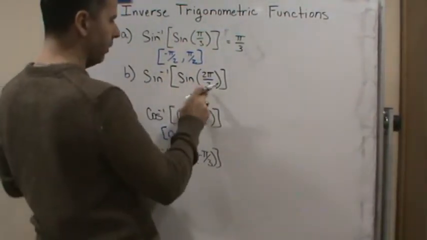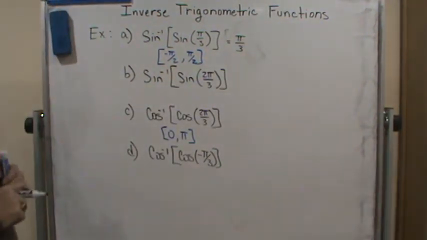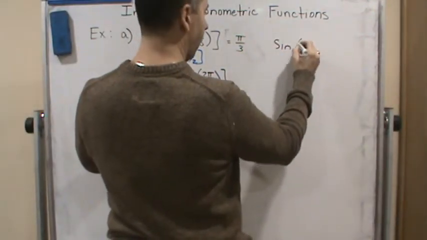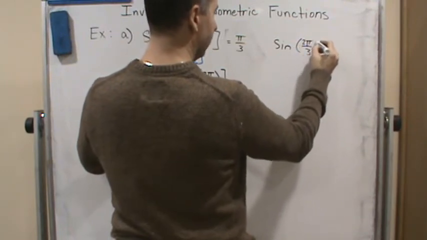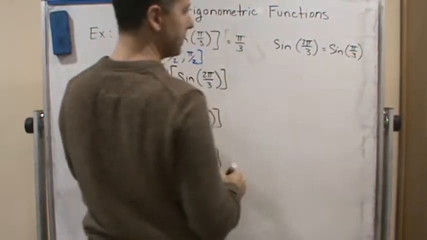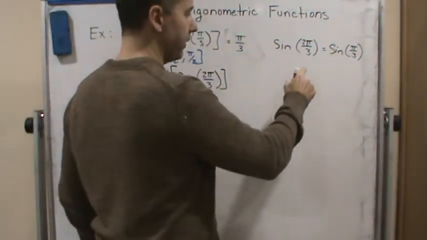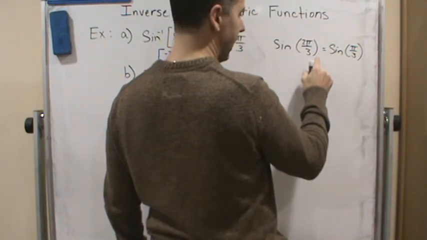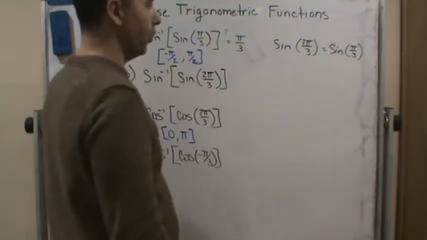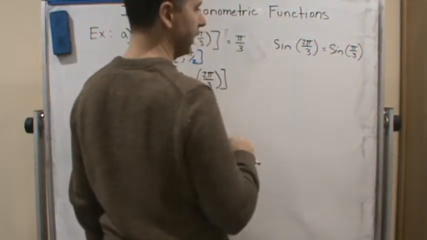Now, here we can see that 2 pi over 3 is not in the restricted domain. But what we can use is we know that sine of 2 pi over 3 is equal to the sine of pi over 3 because it's symmetric about the axis of symmetry at the maximum. And so we know that there's a maximum point at sine of pi over 2, and the sine of this angle and the sine of this angle are going to give us the same answer.